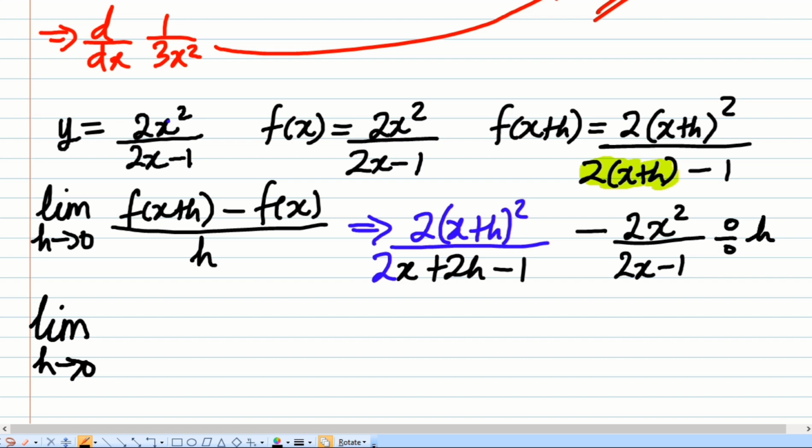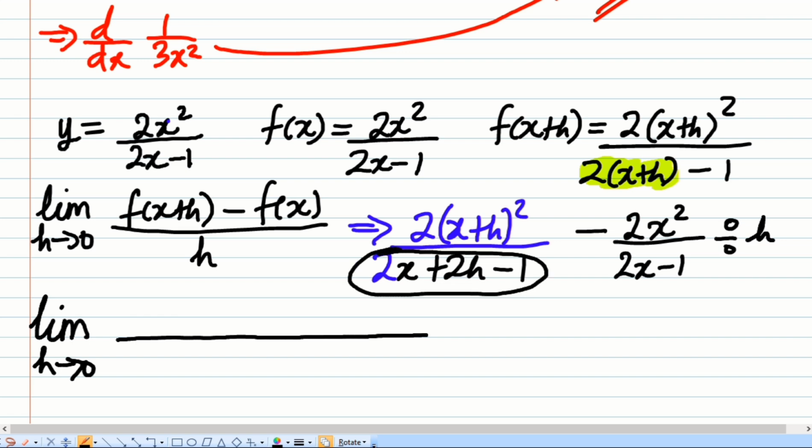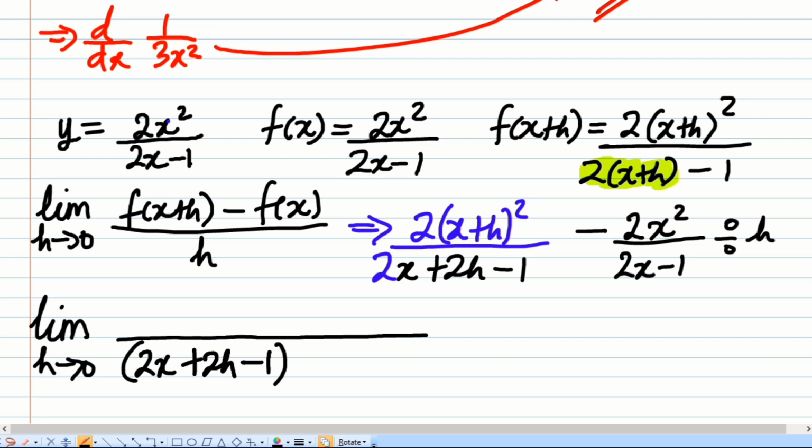What can we do? Okay, let's have a common denominator again. I think this is always the best way. So now the whole of this denominator here is one term. We treat it as one term, and this also is one term. So don't make the mistake of separating them since they are joined by addition and subtraction. So our common denominator is going to be 2x plus 2h minus 1, times 2x minus 1. Good. Remember that we have our divided by h.